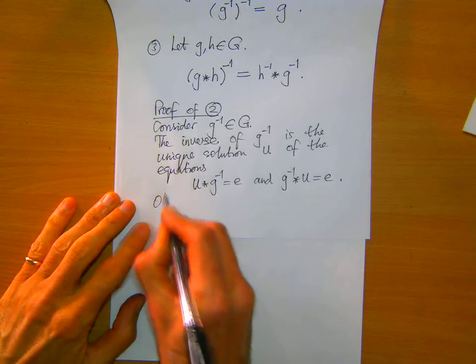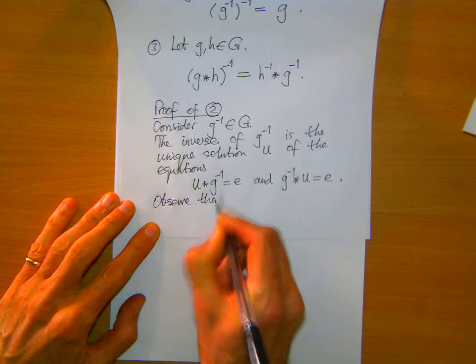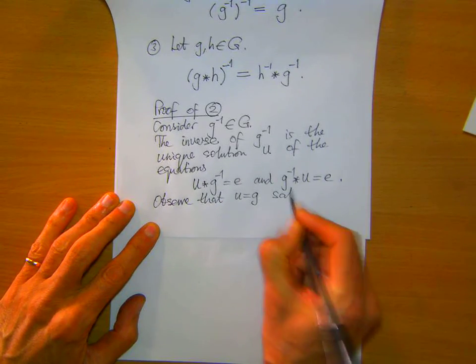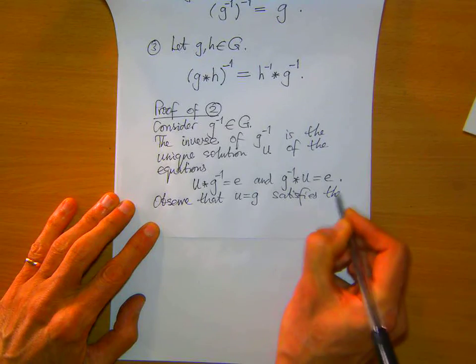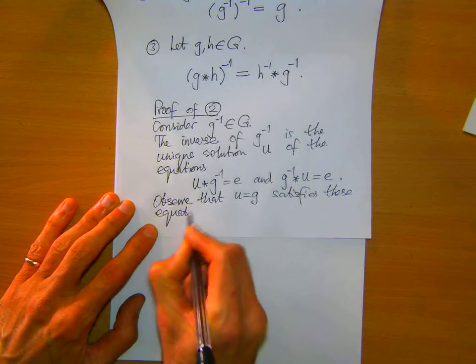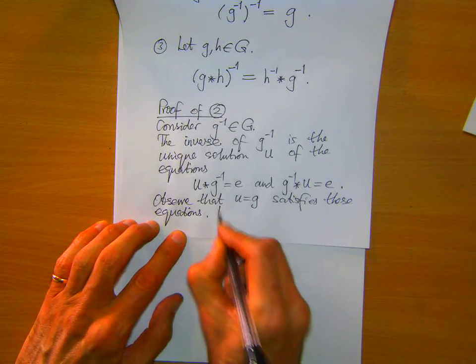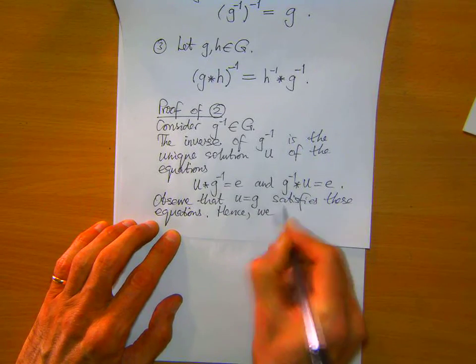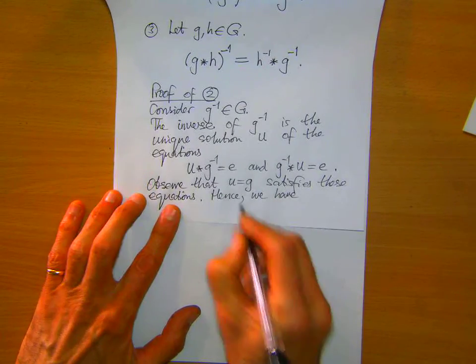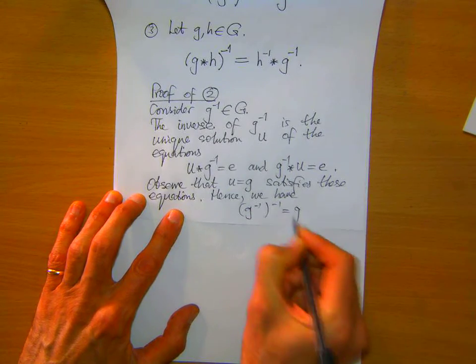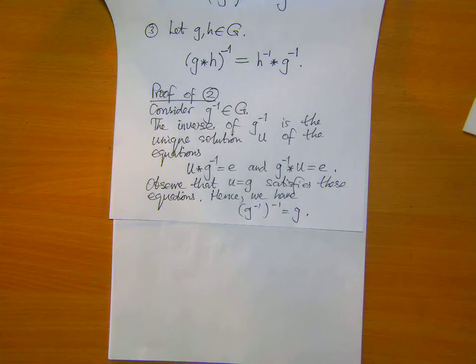So observe that U equals G satisfies these equations. And there's only one solution, so hence we have G inverse must be G, because G is the only thing that satisfies these equations. So the inverse of G inverse is G, and we use that result quite a lot. The inverse of an inverse is the thing that you started off with.